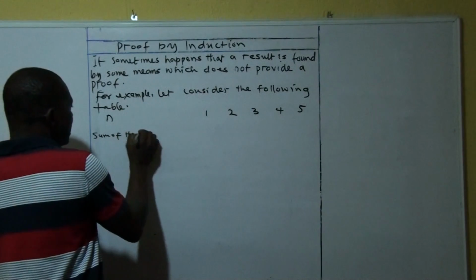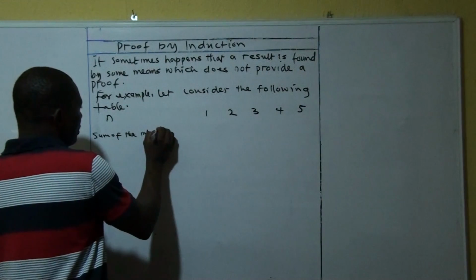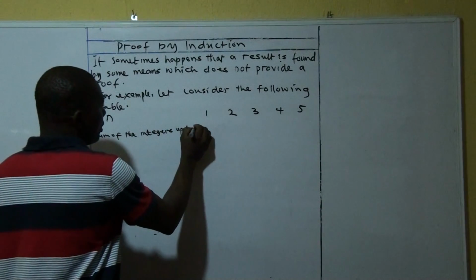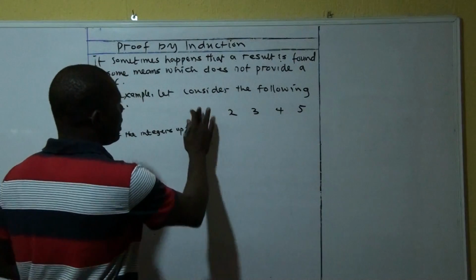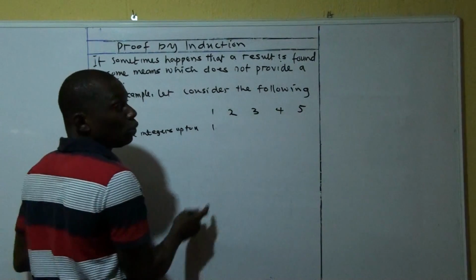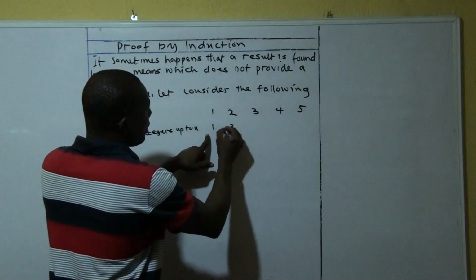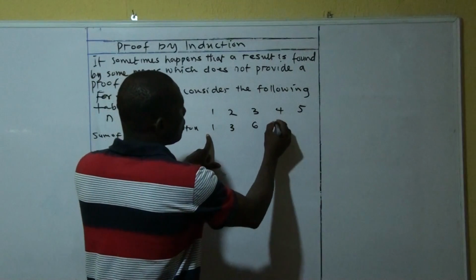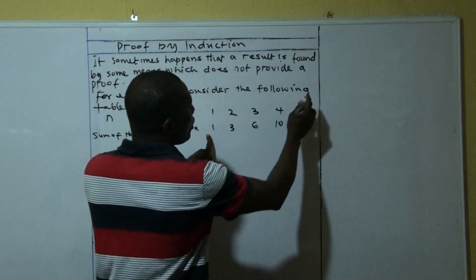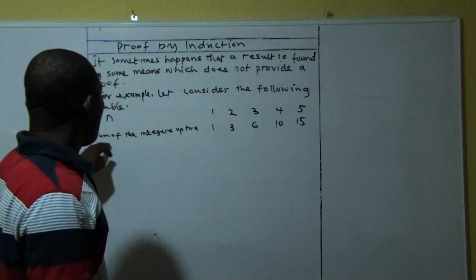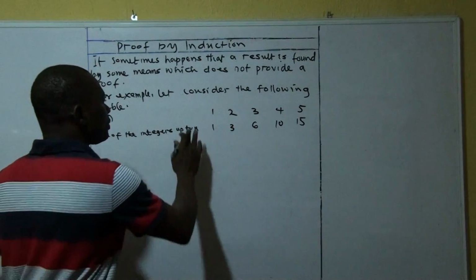Sum of the integers up to n. So what we're saying here is 1 plus 2, we have 3, plus 3, we have 6, plus 4, we have 10, and 10 plus 5, we have what? 15. This is the sum of the integers up to n.